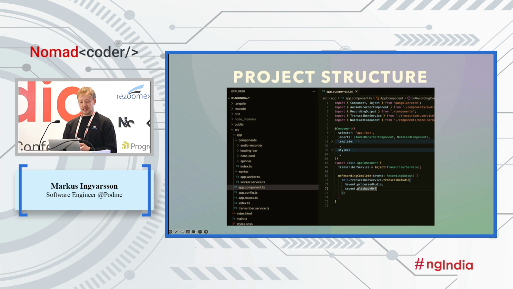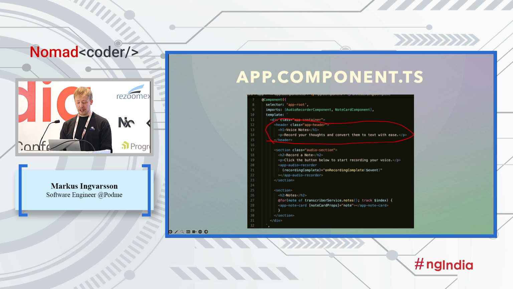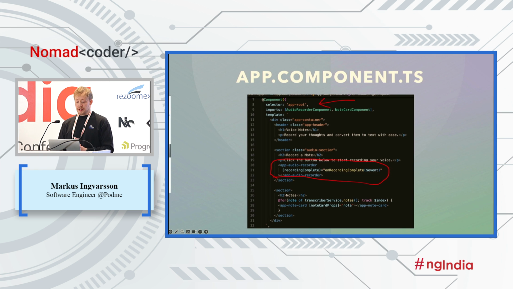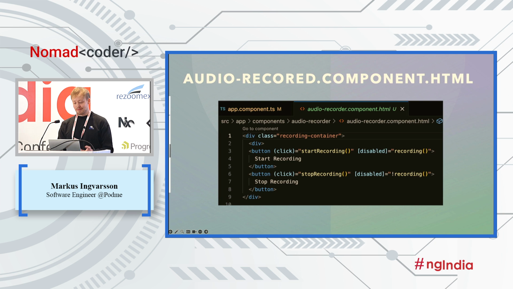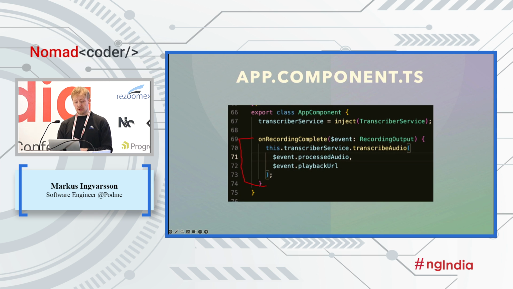Quickly, the project structure. We start with our app component, which contains a simple header with an H1 tag and a paragraph. Furthermore, we have a presentational note card component to display our notes. Right now we can listen to the playback audio, but there is no transcribing in place yet. And if we zoom into the audio recorder component, template-wise, just a start and stop button, nothing fancy here. And once the recording is complete, we emit the playback URL, so we can listen to the recording, as well as the processed audio that we're gonna use for our model.